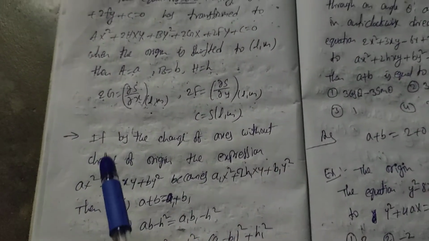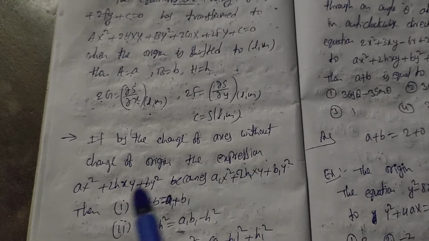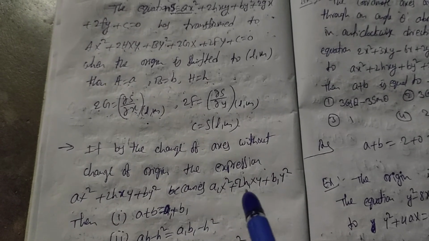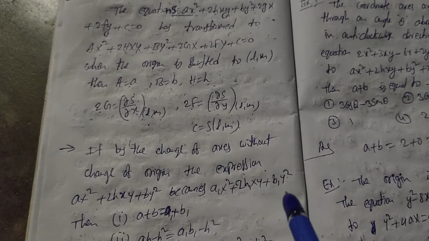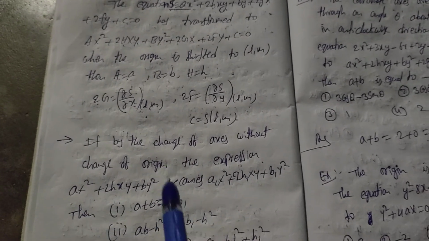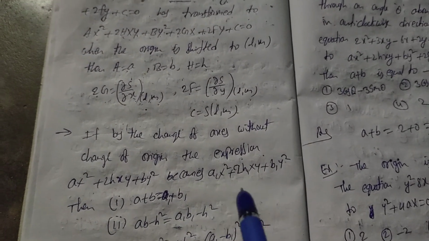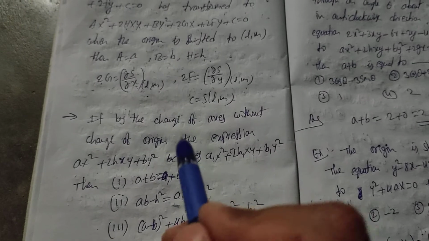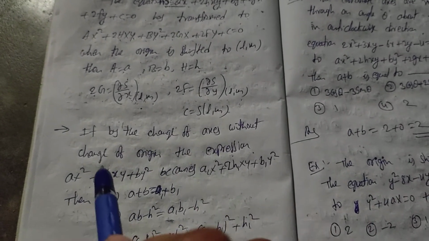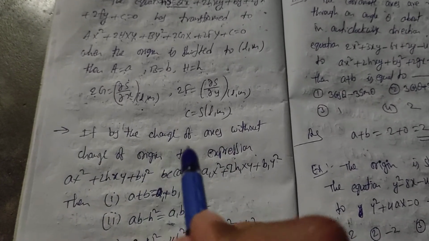And in the same way, if by the change of axes without change of origin, the expression ax square plus 2hxy plus by square becomes a1x square plus 2h1xy plus b1y square. Here these are the small letters, and these are the capital letters. Then obviously here also a plus b is equal to a1 plus b1. Here the axes are rotated. That is, if by the change of axes without change of origin, without change of origin means rotation.